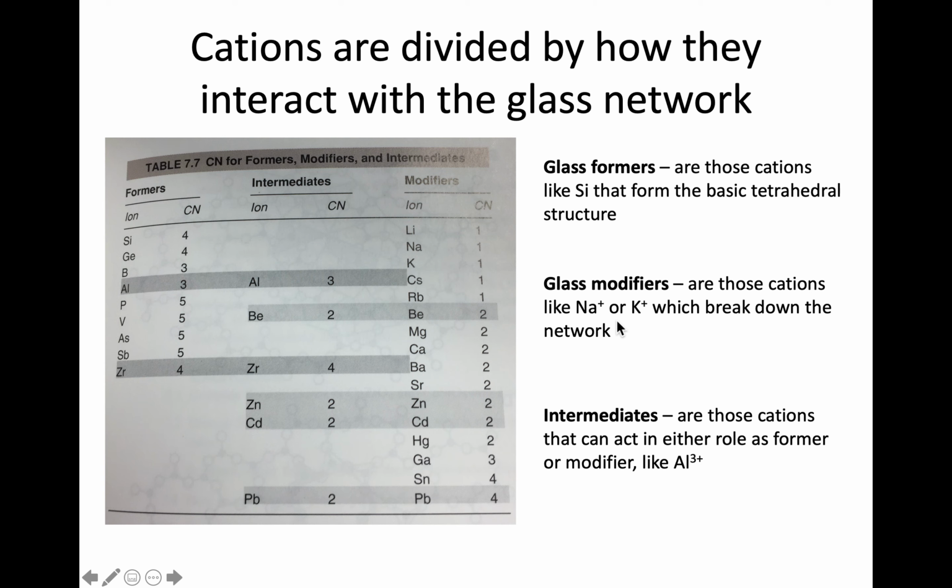So this is just kind of a detour mentioning glasses because we'll talk about glasses here in the near future, but also it connects back to the silicate structures very much.